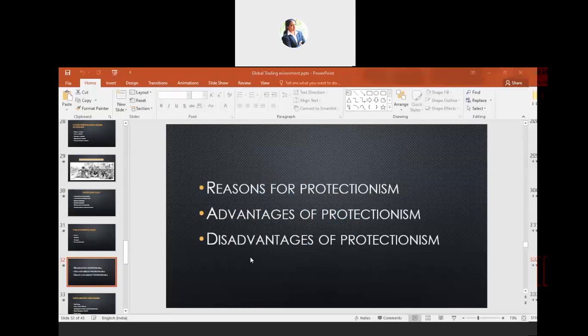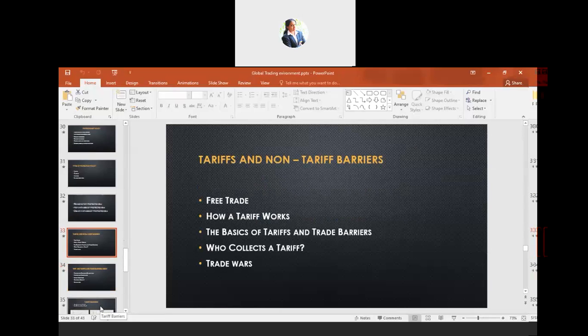So, welcome to this session of International Business Organization. We shall now discuss the tariffs and non-tariff barriers that are being used by a country to restrict the imports that are being done in a country.